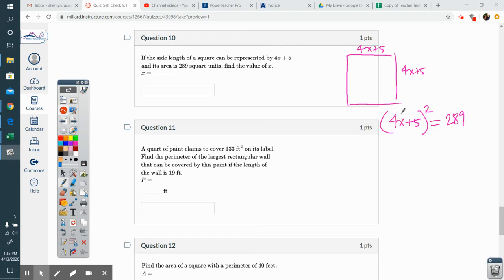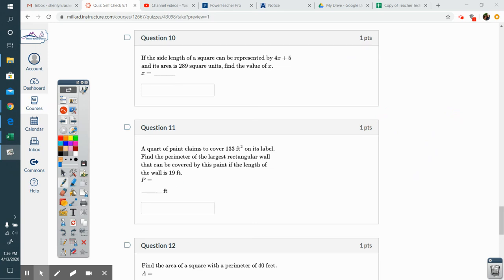Again, we've got the squared term. We want to find x, so we've got to take the square root to get rid of the squared. The square root and the squared are opposite functions, so they cancel, leaving me with 4x plus 5 here, and that equals the square root of 289, which is 17. Now subtract 5 from both sides. 4x equals 12. 17 minus 5 is 12. Divide by 4 on both sides. 12 divided by 4 is 3. So we have now solved for what x is. It's 3.